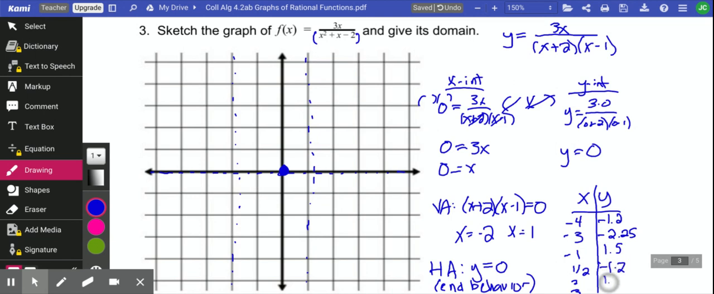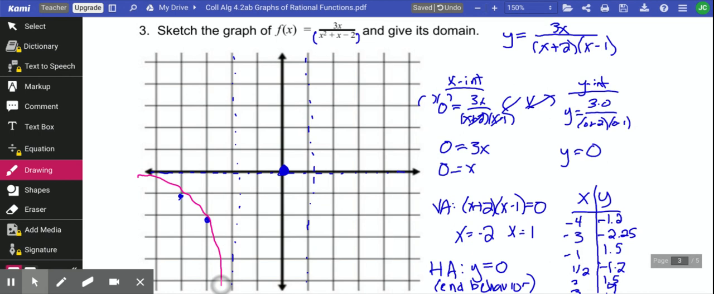2 gives us 1.5. And plugging in 3 gives us 0.9. All right, so let's graph those. Negative 4, negative 1.2, negative 3, negative 2.25. Now, we may want to stop here and just see what's happening just on that section. So we can see that these are going to look like that. Okay, we're going to approach our asymptote, so that's pretty normal.